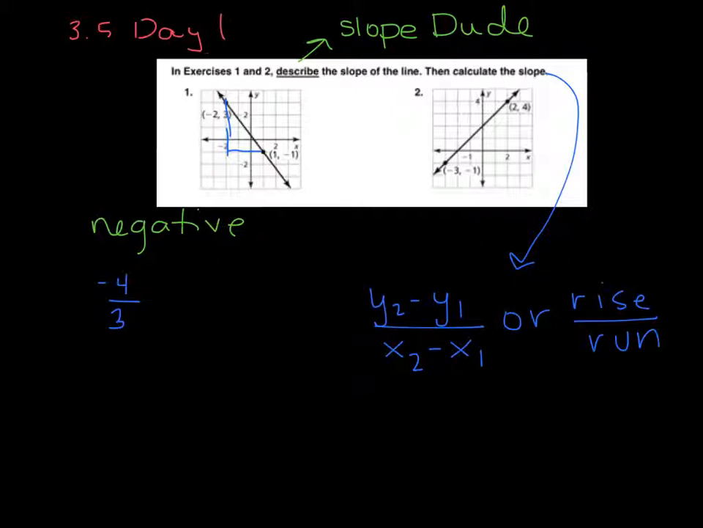So my description is that the slope is negative, and the calculation is that this has a slope of negative 4/3. Notice that if my slope is negative, meaning it slopes down from left to right like this line, then the actual ratio should also be negative. Okay, go ahead and do number 2.